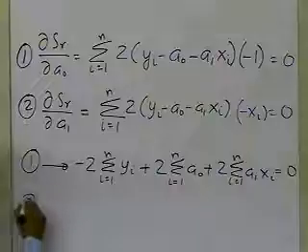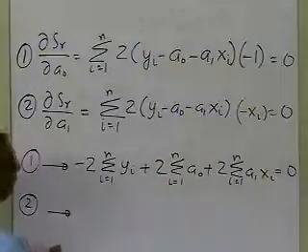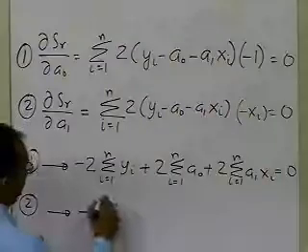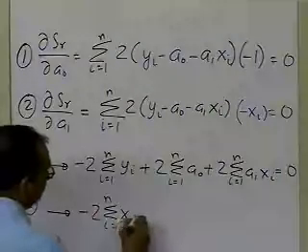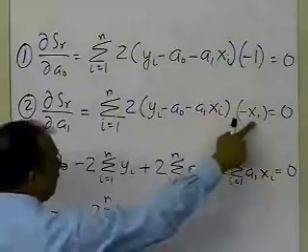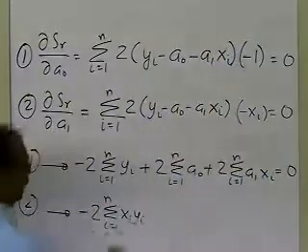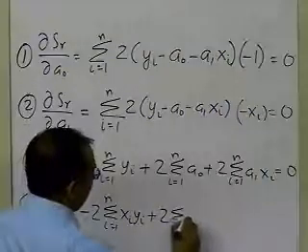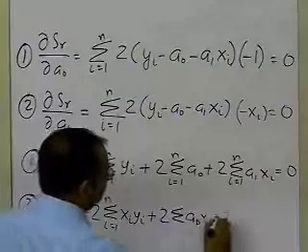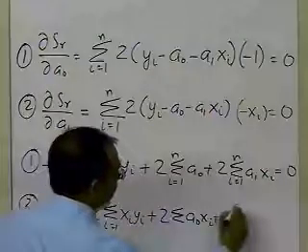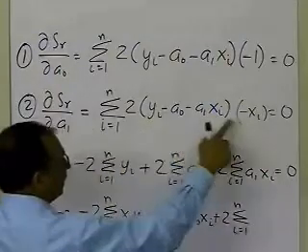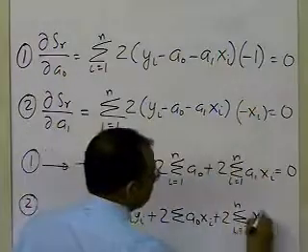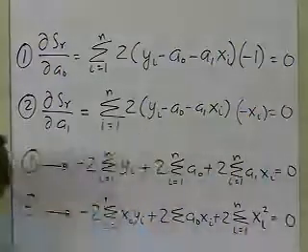Now what do I get from the second equation? Again, I get minus 2 summation i equal to 1 to n of x sub i times y sub i, because I have y sub i here and x sub i here. Then plus 2 summation a0 x sub i, plus 2 summation i equal to 1 to n of a1 times x sub i squared, because I'll have x sub i here and x sub i here, and that's what I'll get from there.